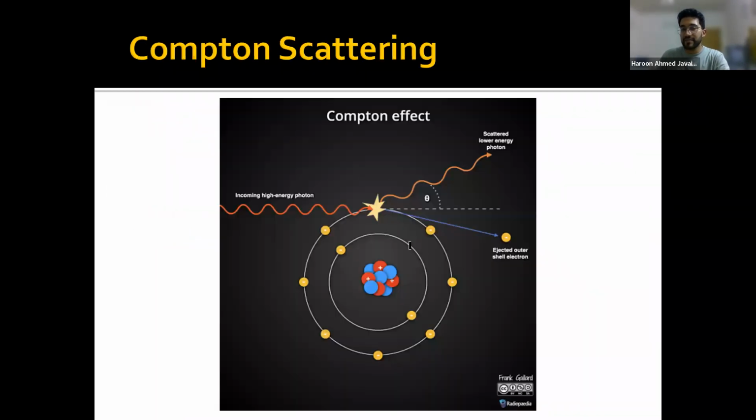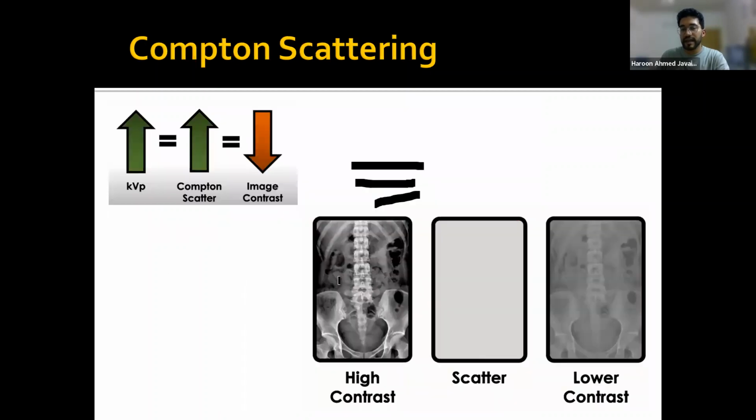So then we have this added image, which basically tells you the Compton effect. Then we already explained this. The more Compton effect you have, the more scatter you have, the decrease in image quality, okay?